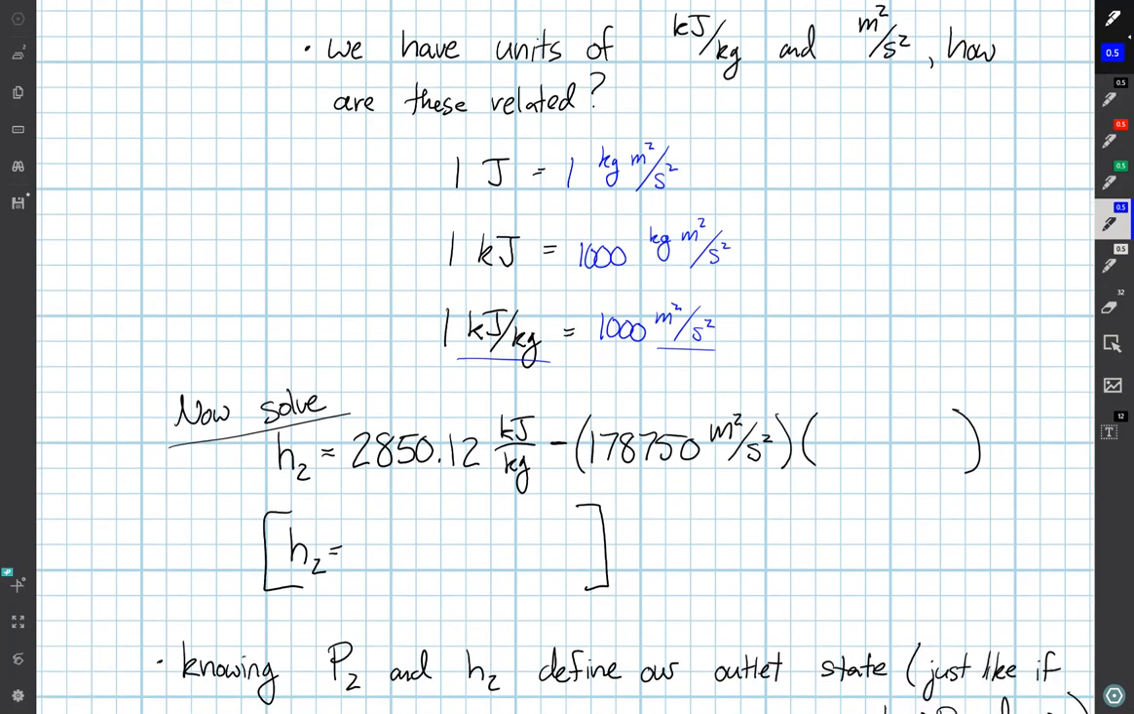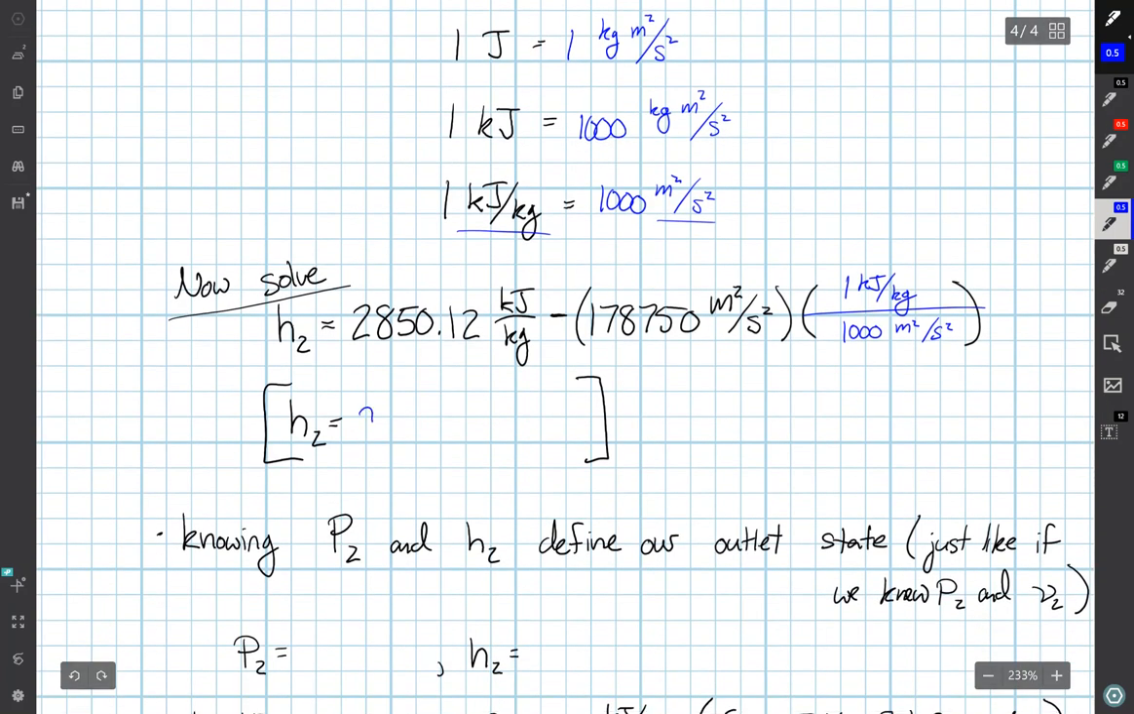So we could do our dimensional analysis. This would be 1 kilojoule per kilogram divided by 1,000 meters squared per second squared. So a meter squared per second squared is a joule per kilogram, so we have to divide by 1,000. If we go and do this math, our enthalpy is 2671.4 kilojoules per kilogram. So that's our exit enthalpy.